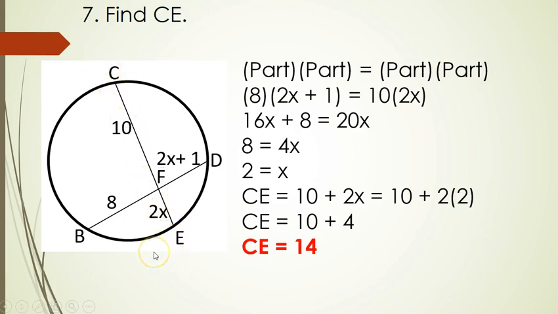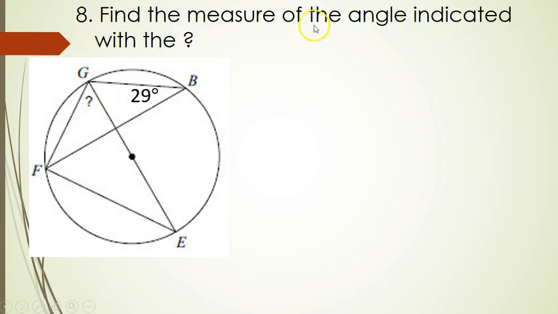So when you're doing these problems on the test, make sure you are reading the questions and answering the questions that are being asked. So this one says, find the measure of the angle indicated with the question mark. Well, here's our question mark. And then we have this 29-degree angle. Well, what I want you to notice is this diameter right here. So if we have a diameter in a circle, then we know that this right here, GFE, is 180 degrees because it's half the circle, right? Okay, so that's the first thing I want you guys to notice, that arc GFE is 180 degrees.